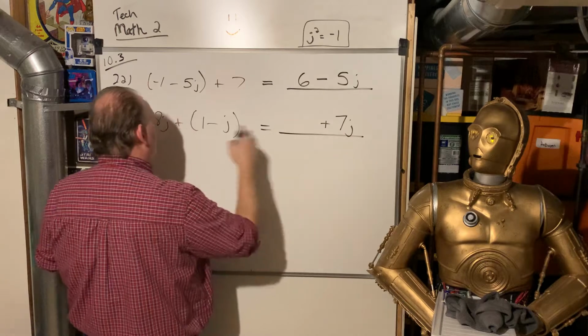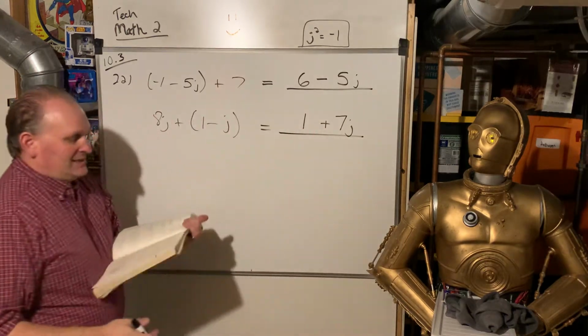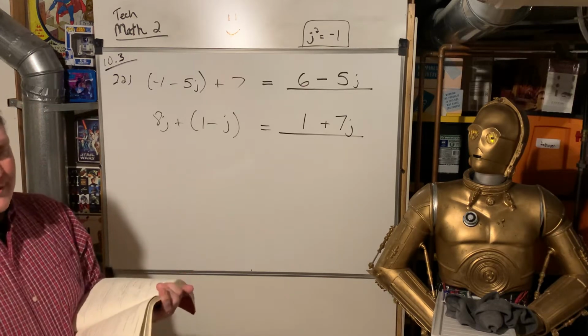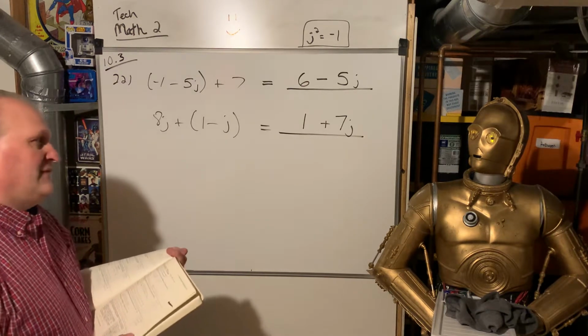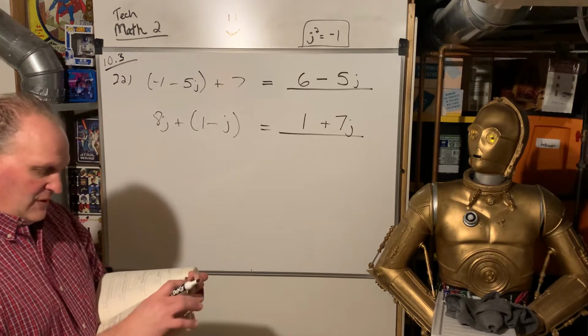Usually you put the j second and the real number first, so 1 plus 7j instead of 7j plus 1. That's just considered good form. I wouldn't mark it wrong. If on a test you wrote 7j plus 1 instead of 1 plus 7j, I would still give you full credit. Okay.